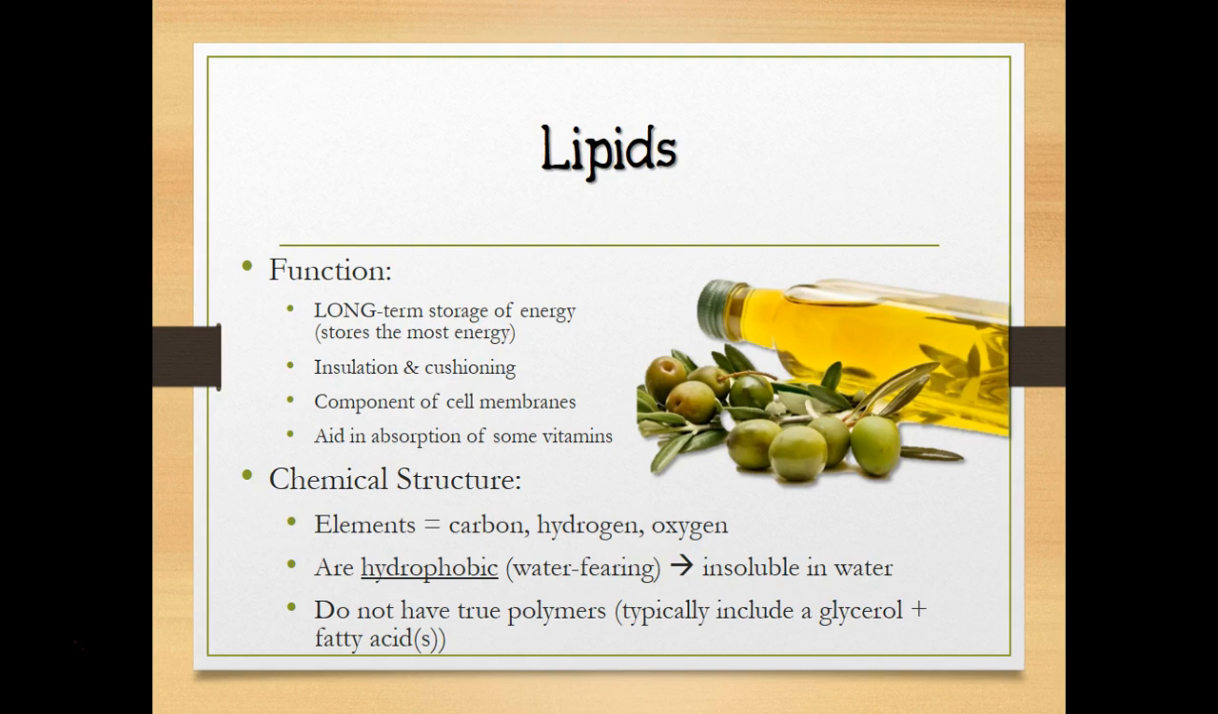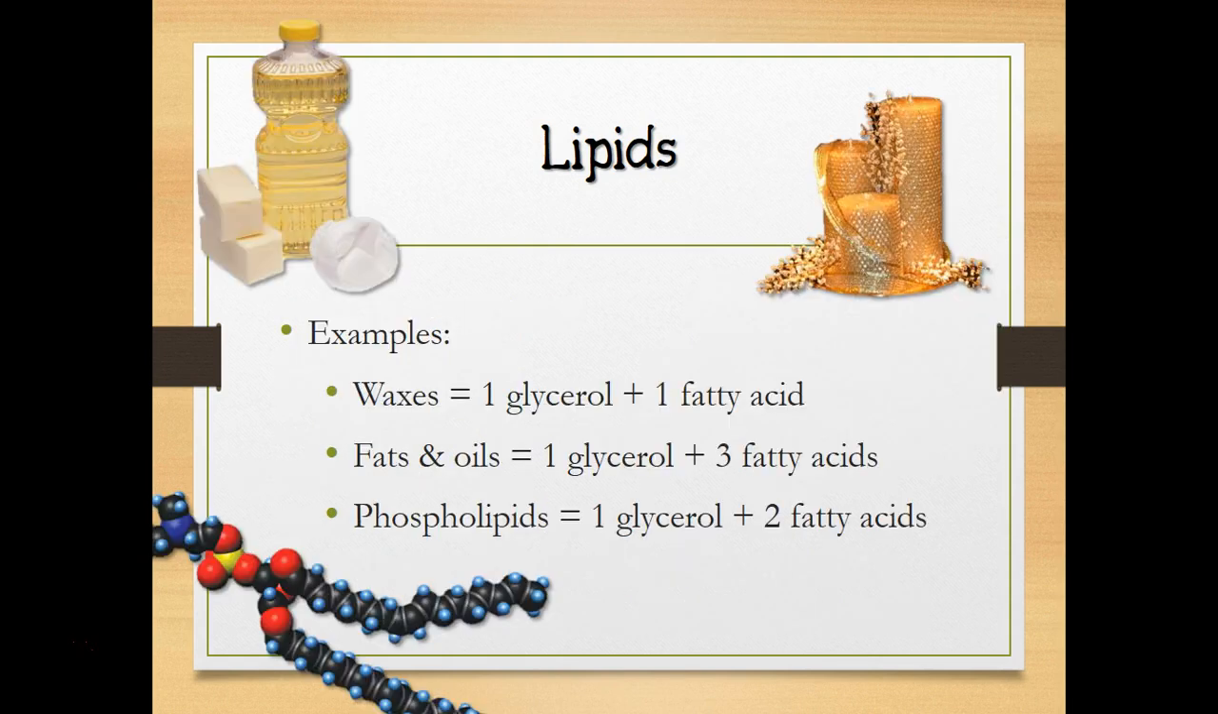They've got some building pieces, and you should be aware of what they are and how many exist for each type of lipid, but there really is no true monomer polymer structure in the sense that I've got these repeating units that I'm sticking together to make a bigger chain. But they do typically have a glycerol molecule plus a certain number of fatty acids. So which kinds of lipids should you be aware of? Well, here's 3 categories that you should know, and we'll talk about a 4th a little bit later.